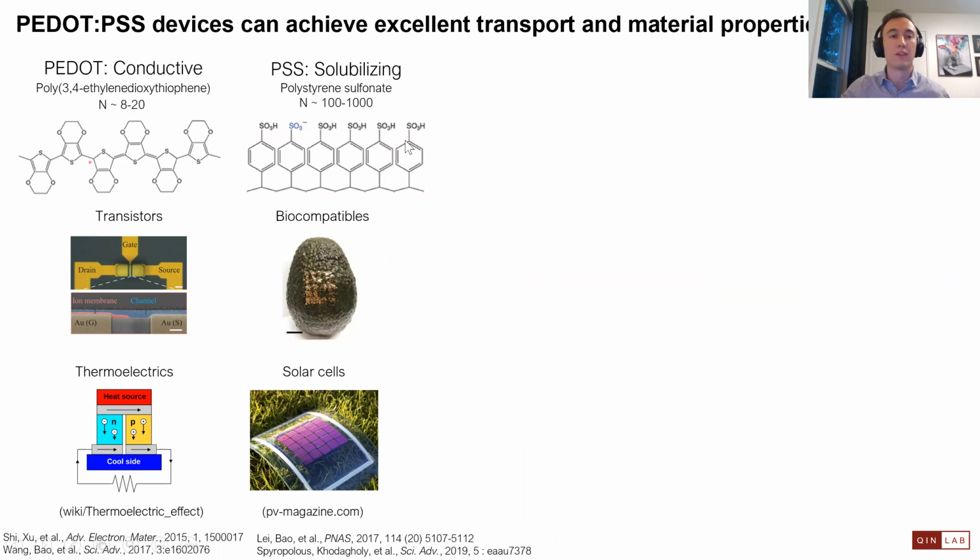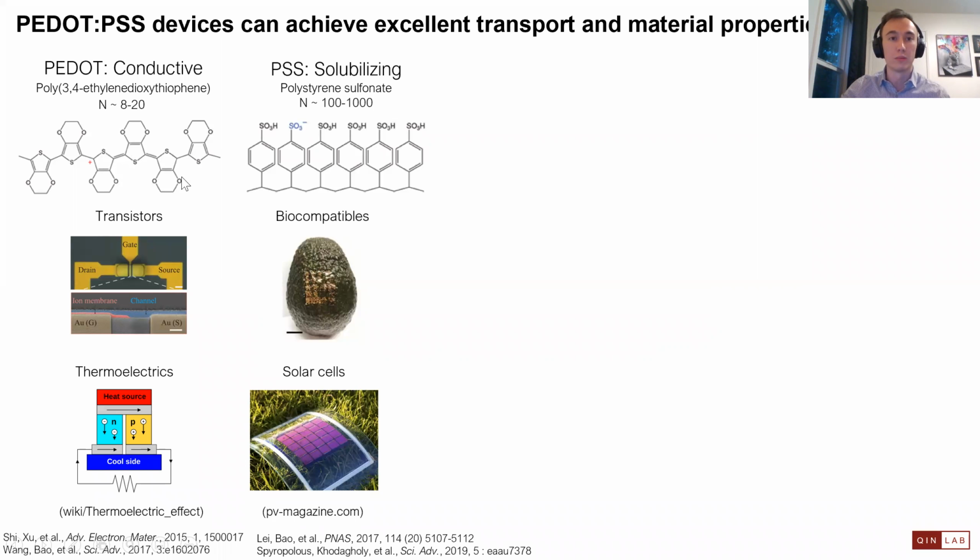PEDOT:PSS is a conductive polymer complex formed by two different polymers shown here at the top. The one on the left is PEDOT, the conductive agent, composed of relatively short oligomeric repeat units. It's positively charged during synthesis and maintains that during solution and processing into the final film.